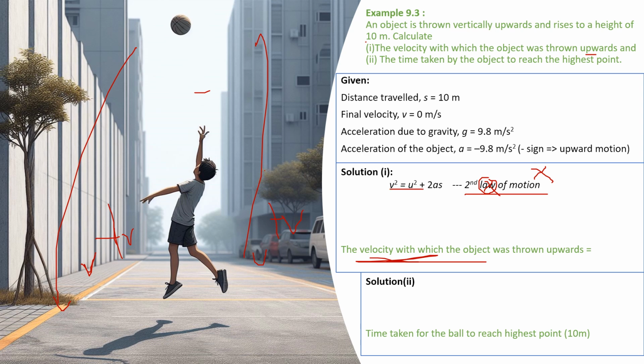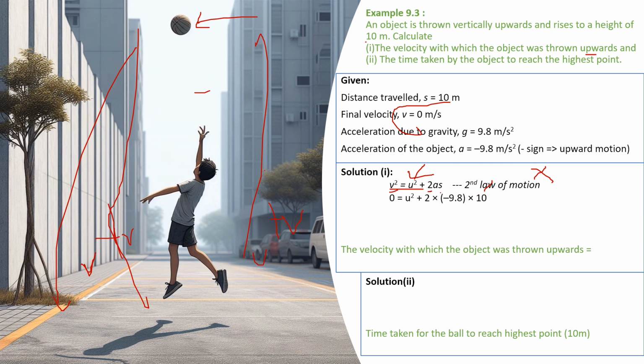What is v? It's the final velocity, which is given as 0, right? At this point the object is almost stagnant. And what is the initial velocity u? You have to throw with some initial velocity, then only the ball rises. So I need to calculate it. Of course, 2 is a constant, a is acceleration, and s is displacement. What is the displacement? The whole height is 10 meters.